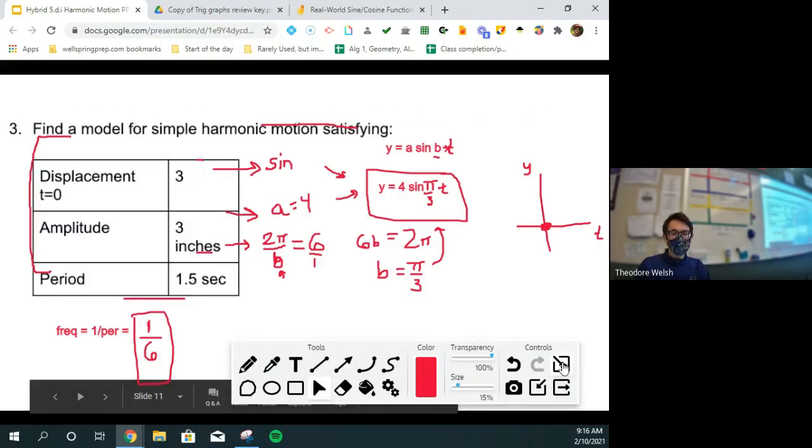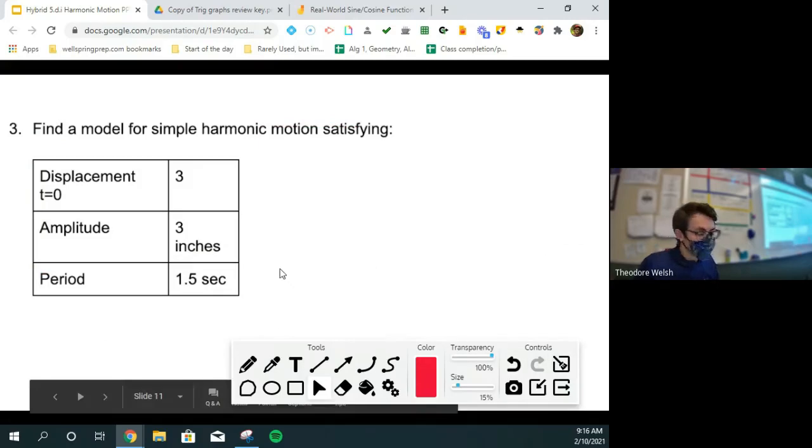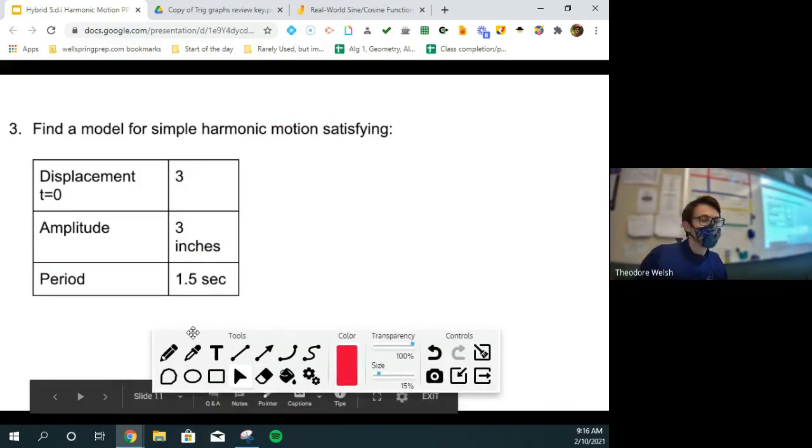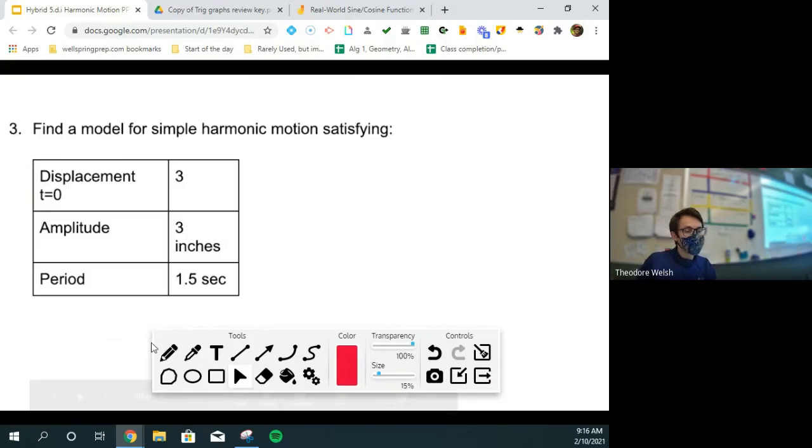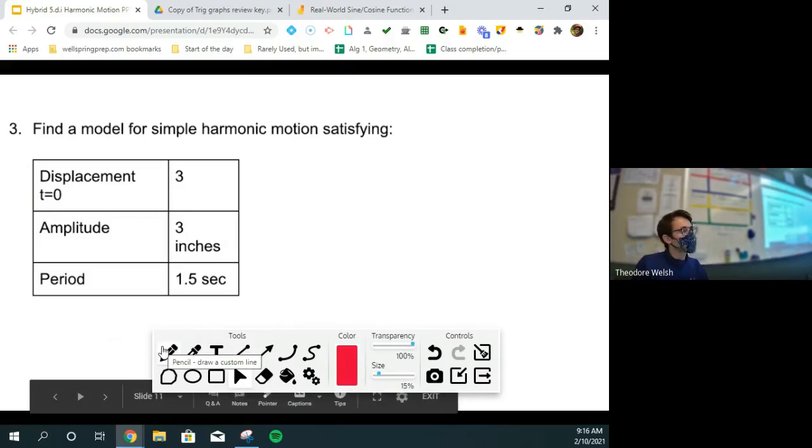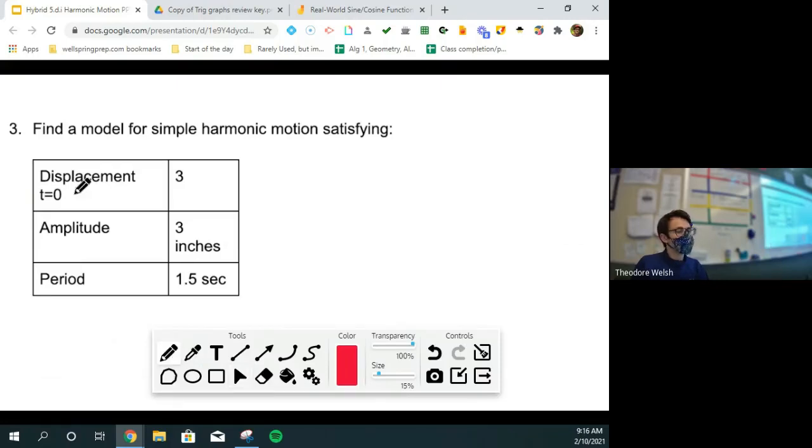Okay. All right. For number 3, we are also creating another harmonic function. I'll give you a few minutes to try to start this one on your own. Notice for this one, our displacement is at 3, which you'll see because the amplitude is 3, that means we are starting at the maximum. So you should be using a cosine function when you are writing this.